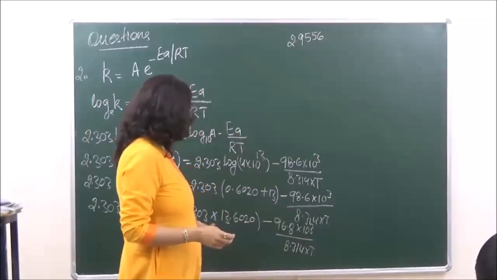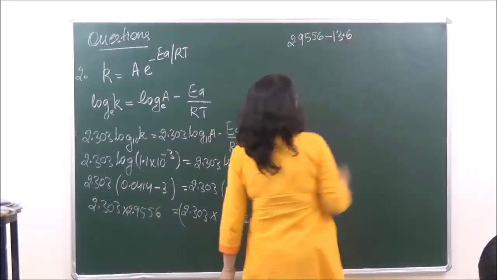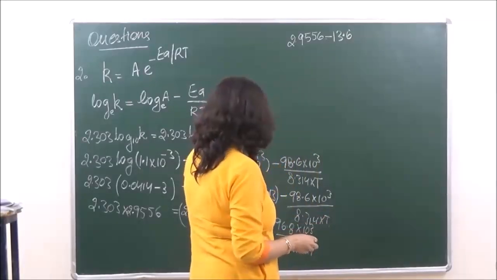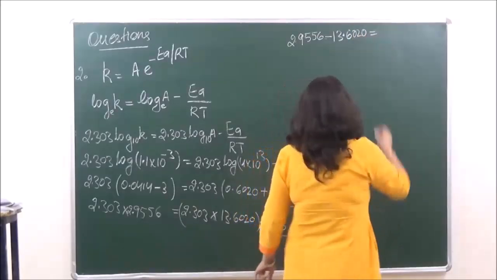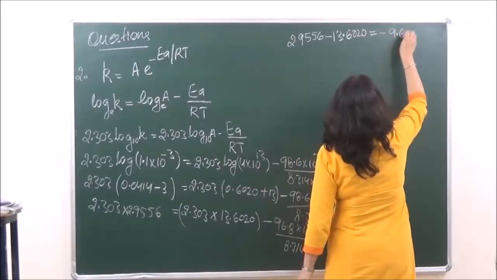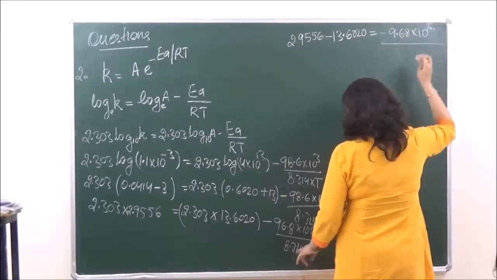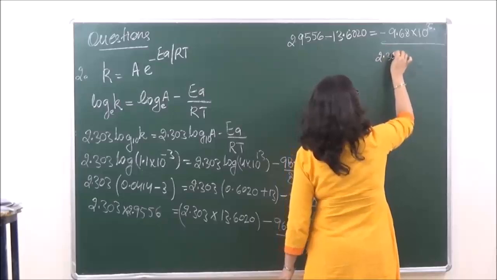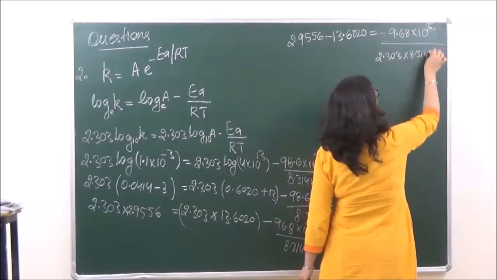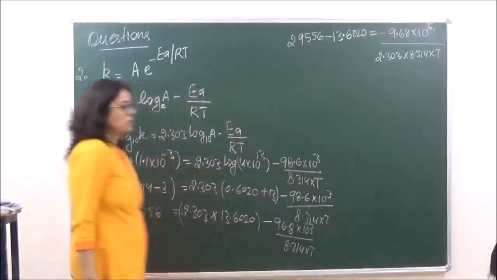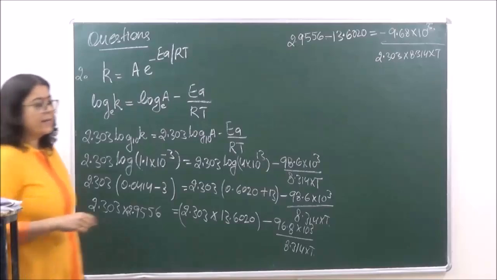And what will this one become? This is plus, so this will go on the other side, minus 13.6. Okay, 13.6020 is equal to 9.68 into 10 raised to power 3 upon 2.303 into 8.314 into temperature. Okay, so now when we calculate the temperature over here, it is coming to 310.96.